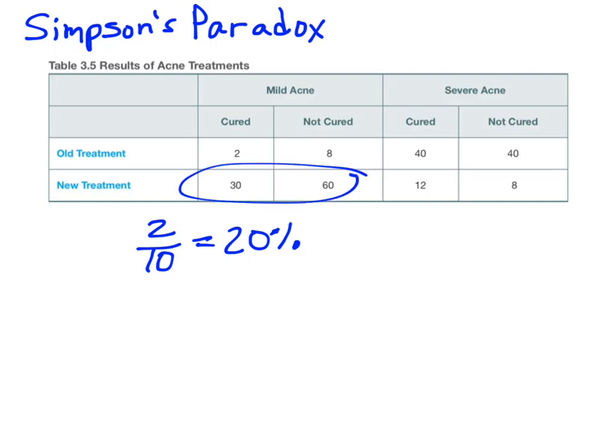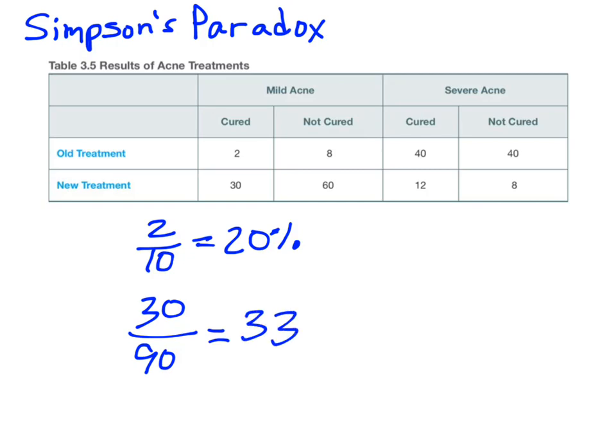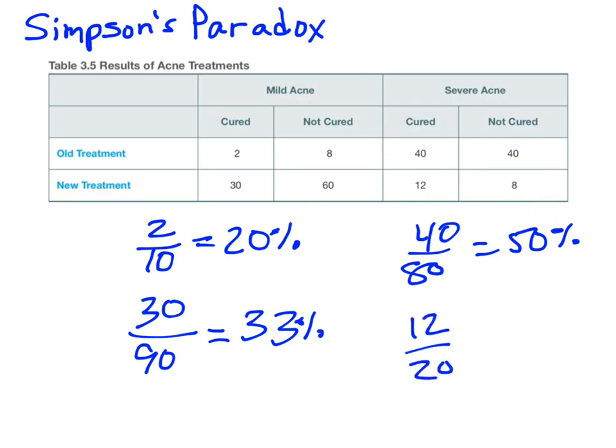Under the new treatment, 30 patients were cured out of a total of 90, so the success rate here was 30 out of 90, which is 33%. For patients with severe acne, 80 total received the old treatment and 40 of them were cured, so that's a 50% success rate. And under the new treatment, 12 were cured out of 20. And that's a 60% success rate.